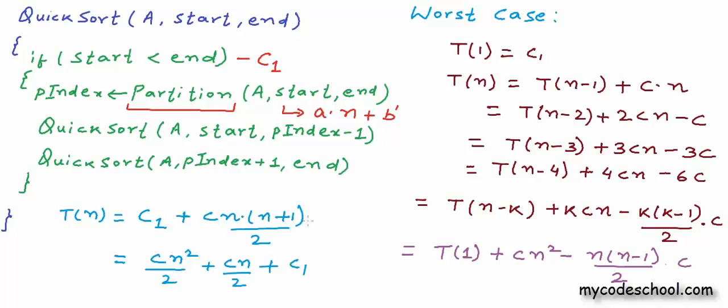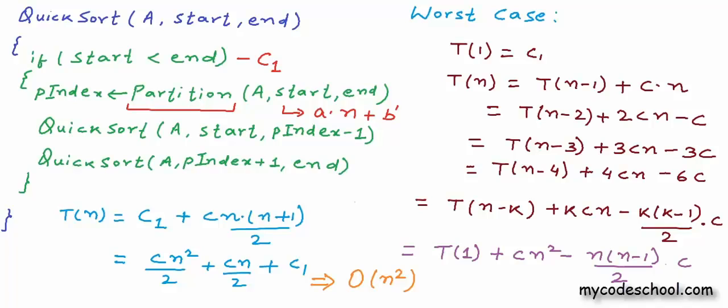I'm getting a quadratic expression of the form a n square plus b n plus c, where a, b and c are some constants. A here is c by 2, b here is c by 2, and c is c1. This time expression is definitely big O of n square. To write in terms of big O notation, we will drop the lower order terms and the constants.